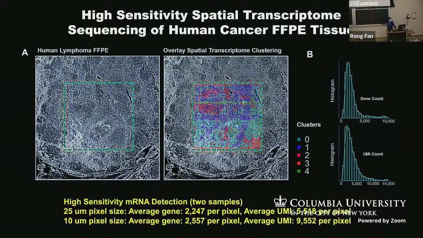And this is a human lymphoma tissue. We mapped out the FFPE sample. You can see some clusters. I think the data is much more complicated, but I just want to bring your attention to the quality of the data here. At the 10 micron pixel size level, we're able to get more than 2,500 genes per pixel and almost 10,000 transcripts per pixel. This is as good as the fresh frozen samples, which we're very, very happy about.